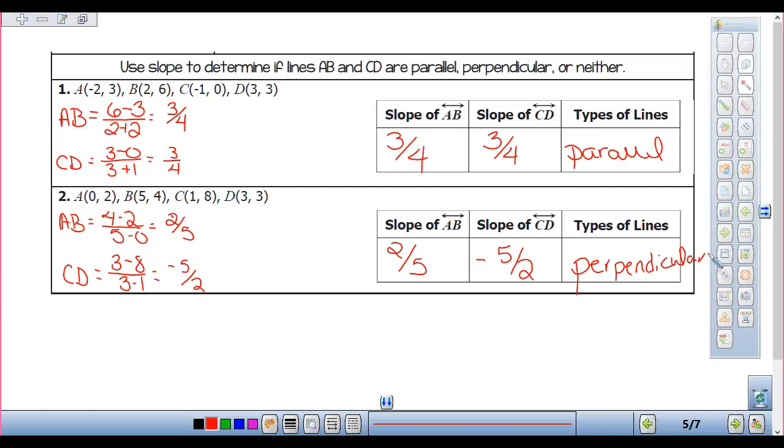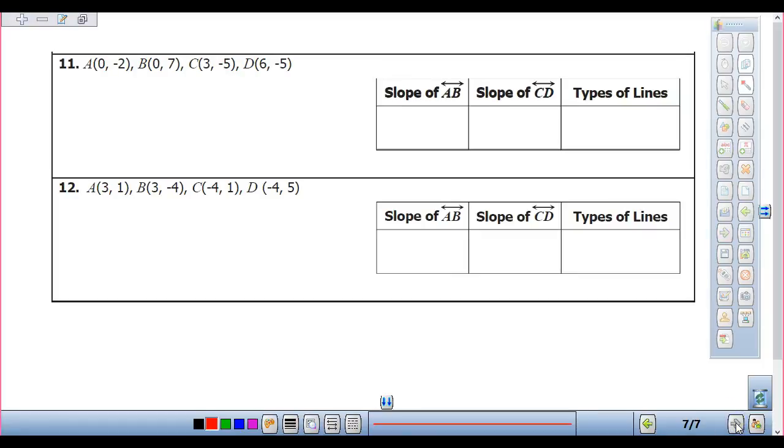Do we need to do a couple more? One more. All right, let's do number 10. No, I don't even have 10 up there. 11 or 12, which one? 12. All right. So AB, what's going on top? -4 minus 1 over 3 minus 3, so -5 over 0. My slope of AB is undefined.